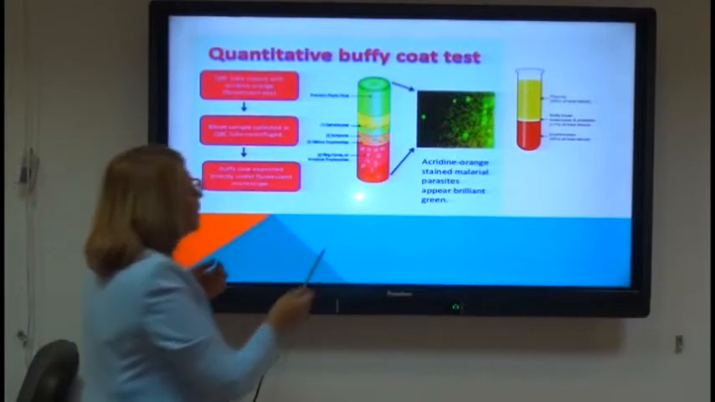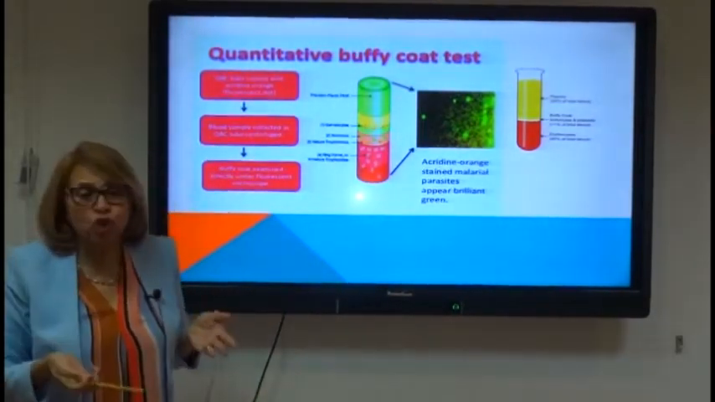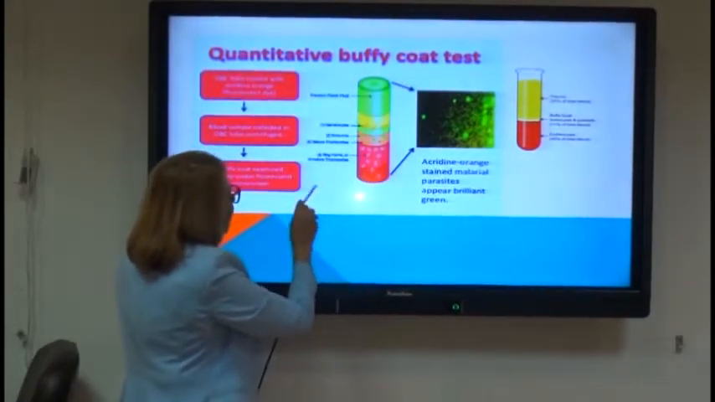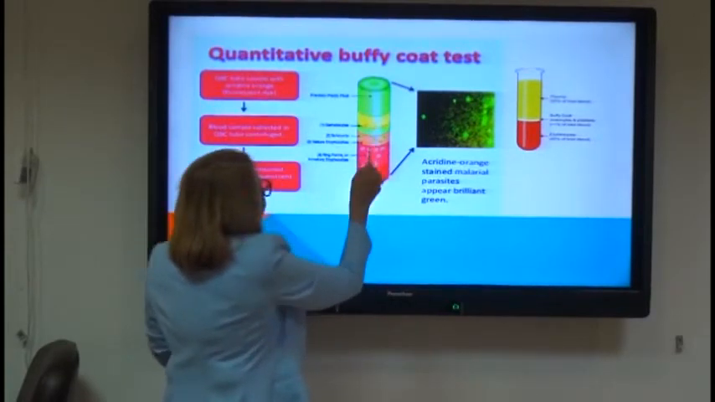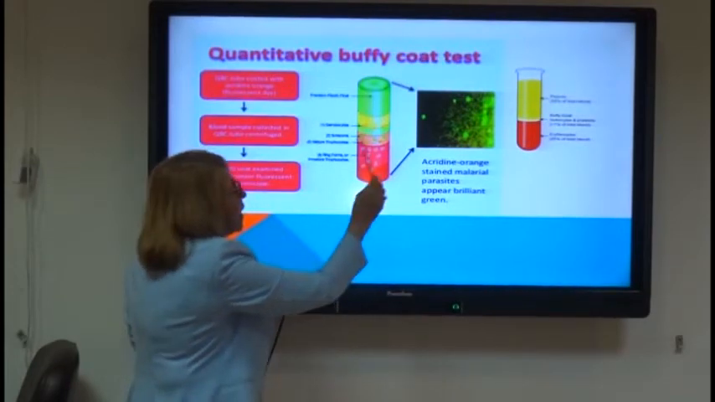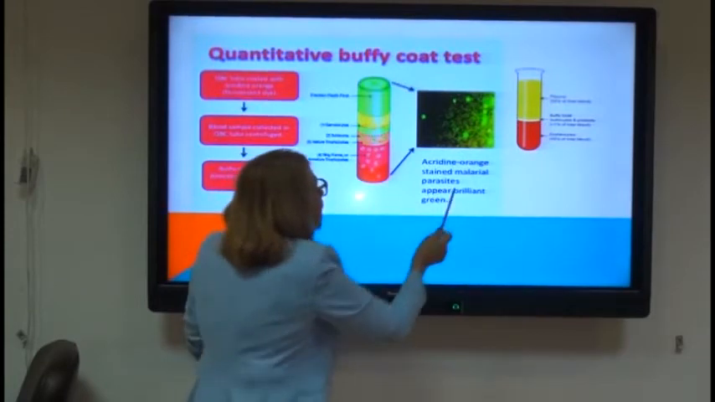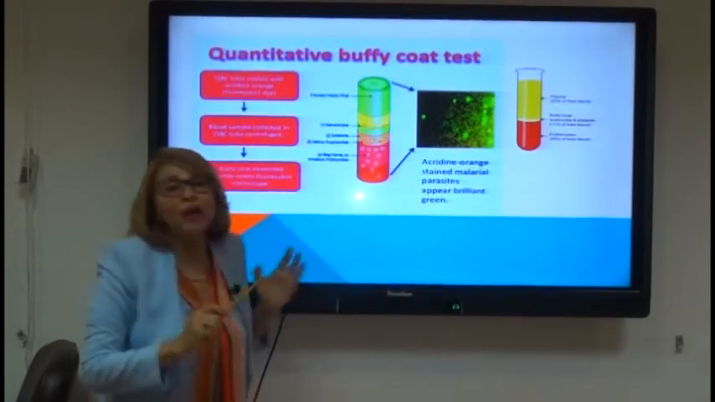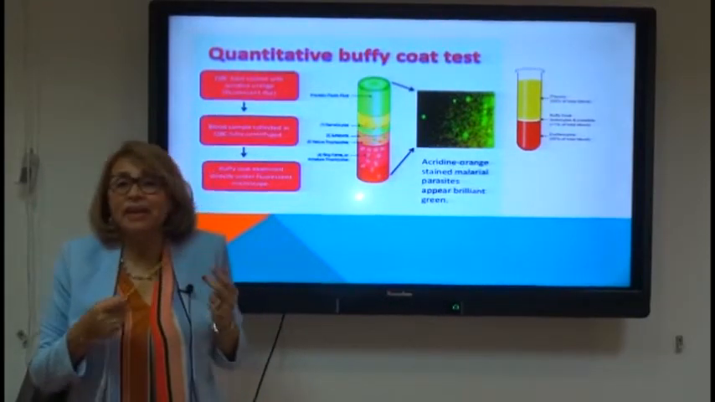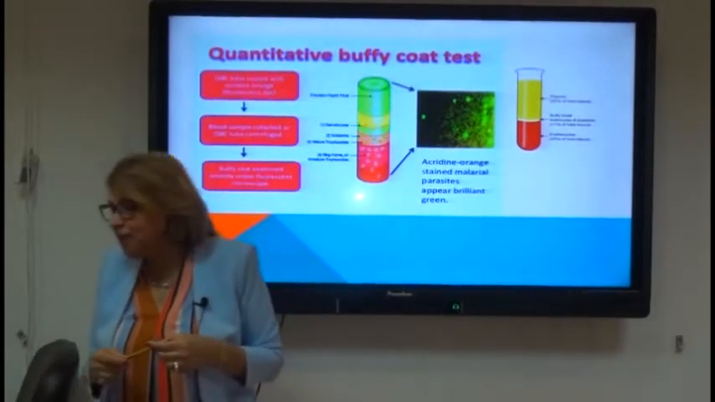This acridine orange is a fluorescent dye. Then the blood sample is collected and centrifuged. When it is centrifuged, we have three layers: plasma, buffy coat, and the red blood cells. The parasite is present inside the red blood cells. They are examined by the fluorescent microscope, so we can tell that there is a malarial parasite, but we cannot identify the species. So it is rapid, sensitive, and very easy to do, but it cannot identify the species.